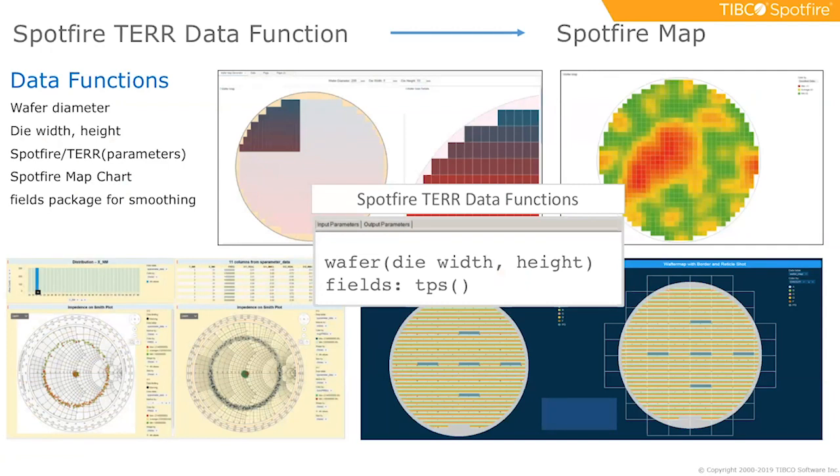A pretty common and popular example that we see with our customers is in the semiconductor industry. Data functions can actually construct wafer map charts. So, the first data function creates this map chart that then becomes part of the regular Spotfire collection. Then an additional data function is used right here to do the smoothing on the output of the first data function.